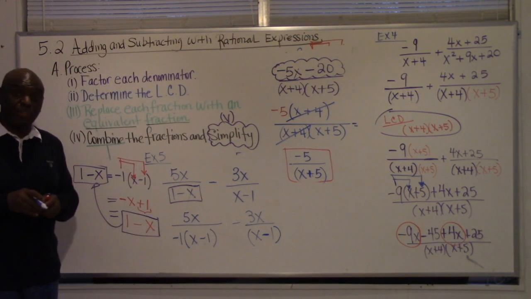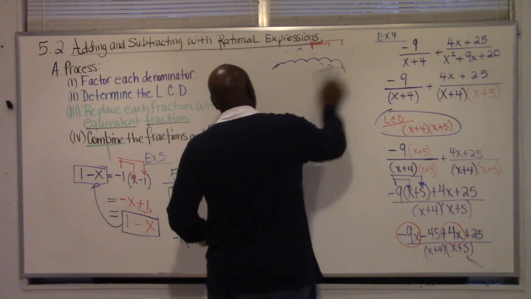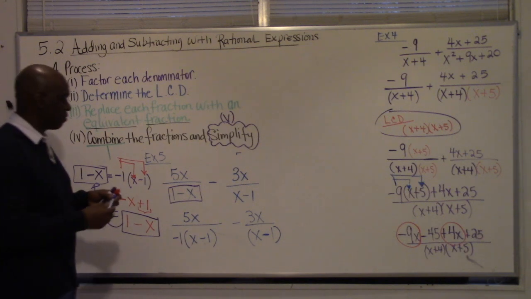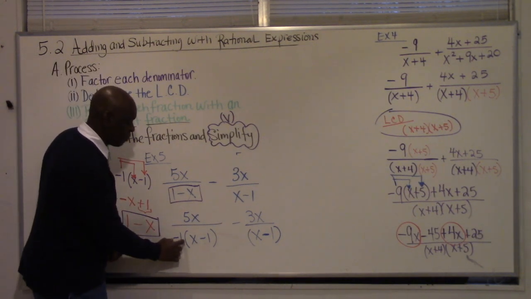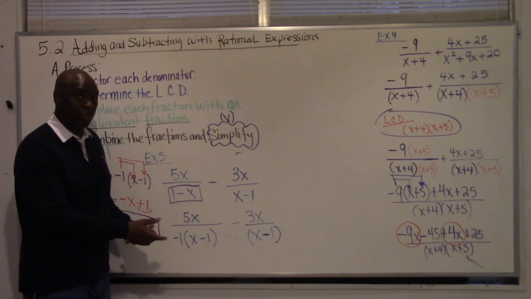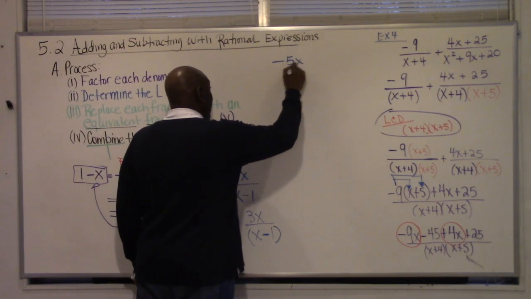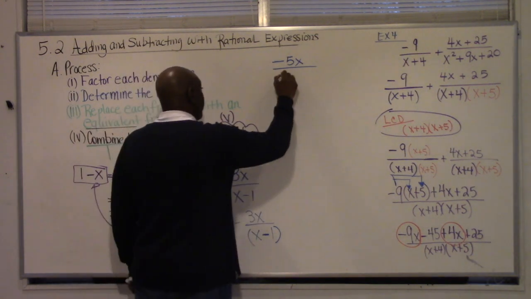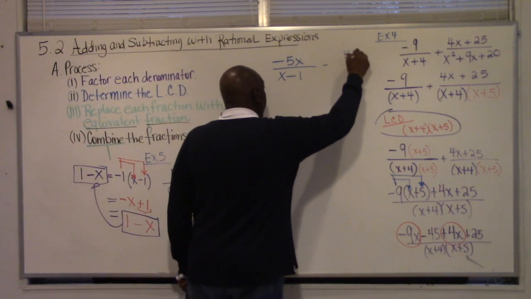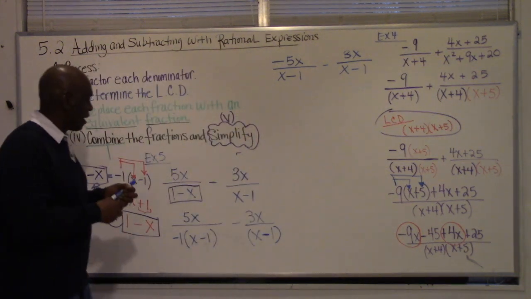All right, almost finished with this one. We're almost there. Now here's what I would do next. You see this negative 1? It does not have to stay in the denominator. You can bring it up to the numerator. So I would write it as negative 5x over x minus 1, minus 3x over x minus 1.